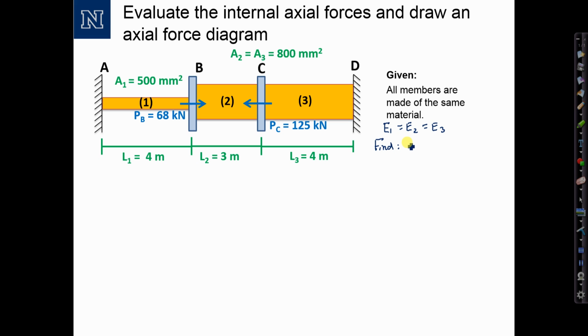And I'm going to label the internal forces in each bar as F1, F2, F3. Since the loads are given in kilonewtons, I'll solve for the forces in kilonewtons. And again, I want to draw an axial force diagram. Okay, this, as we look at it, is an example of axial members in series.